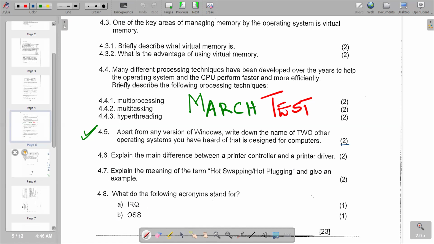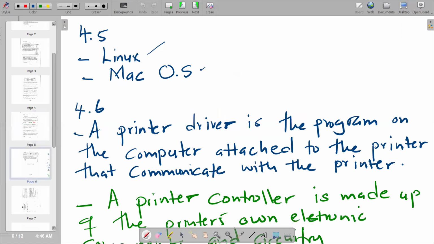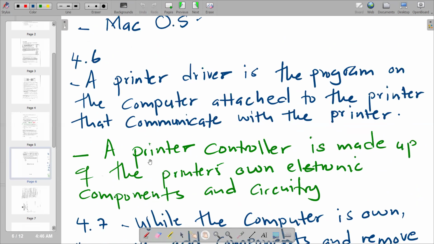Those explanations are stated in another section, whereby we are saying a printer driver is the program on the computer attached to the printer that communicates with the printer. Beneath that, we've got an explanation of a printer controller, whereby we are saying a printer controller is made up of the printer's own electronic components and circuitry. Basically, those are the explanations, and they point out the difference that exists between the two.